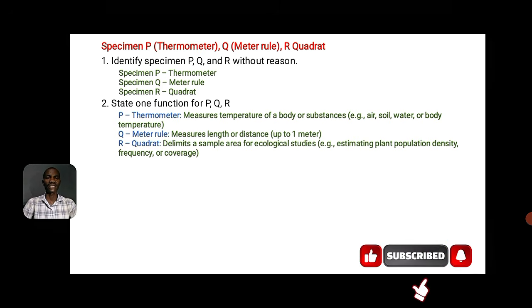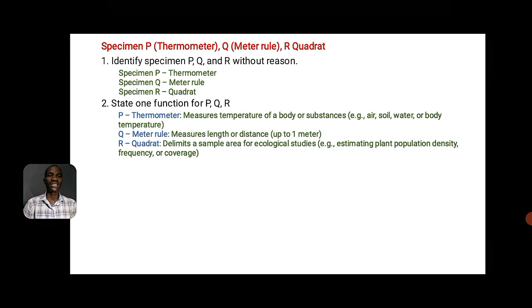That is, it reduces the area so that you will be able to count the number of organisms within that area. So it's like a mini habitat. It creates a mini habitat. So it delimits a sample area for ecological studies like estimating plant population density, frequency, and coverage.